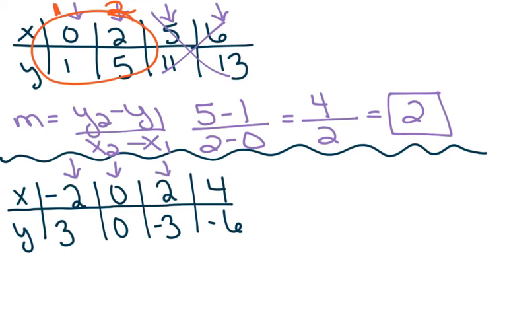Okay, our last one, again, they gave you 4 different sets of coordinate points. We don't need all 4, so I'm just going to cross out the last 2 because they're at the end. And I'm only going to use my first 2, and I'm going to plug them into my equation.